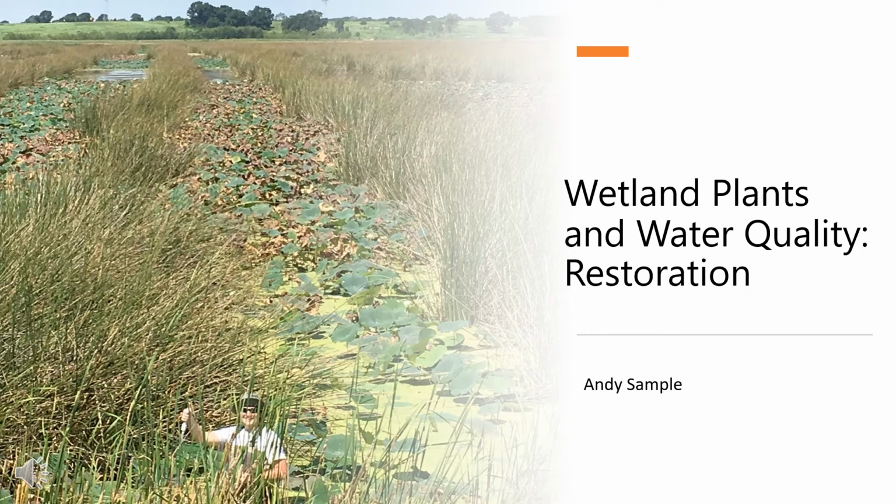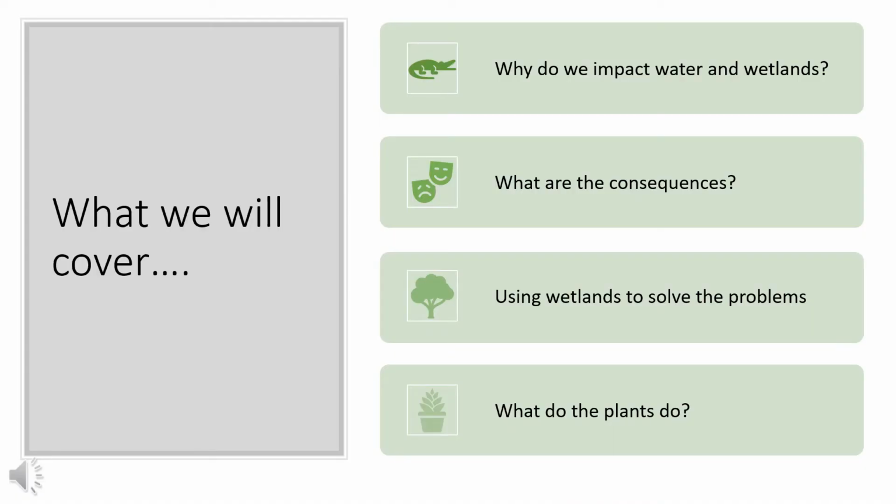Hey everyone, my name is Andy Sample, and I'm going to be talking to you today about the importance of wetland restoration and the role that wetland plants play in improving water quality. In this presentation, I'm going to go over some of the reasons we've impacted wetlands in the past, what the consequences of those impacts are, and then I'll go into how we can use wetlands to address the consequences and what the plants are actually doing in the wetlands.